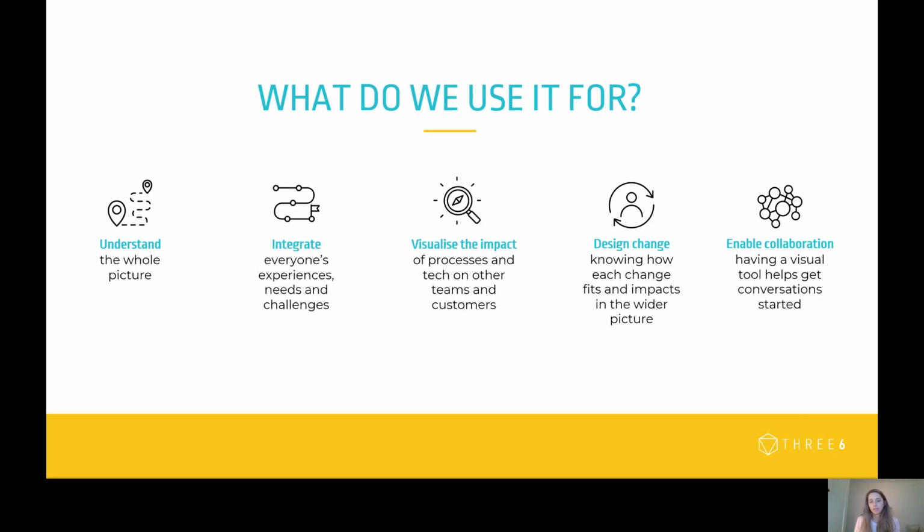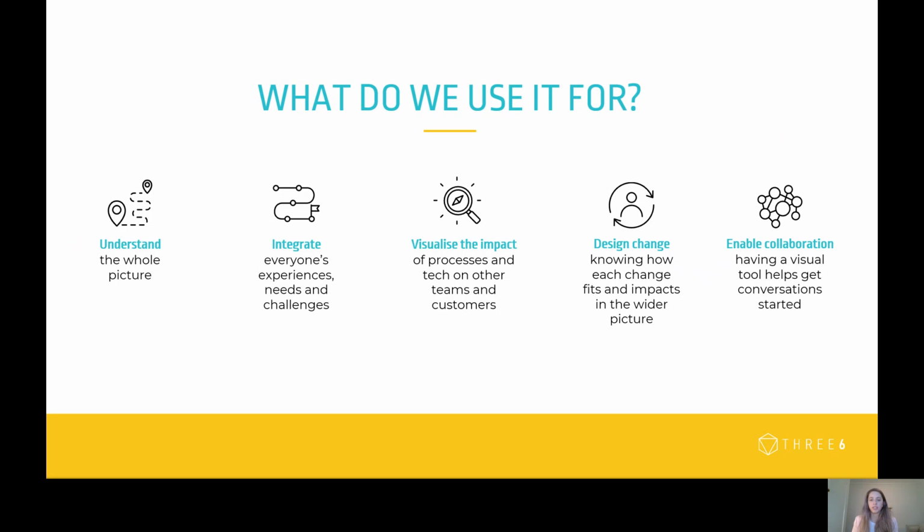We also use it to visualize the impact of process and technology on other teams and customers. For example, you may have one team that is doing something that they think works because for them it may be working, but it impacts how the next team analyzes data, or how you are reporting may be impacting how the next team analyzes that data. So visualizing that impact is important.